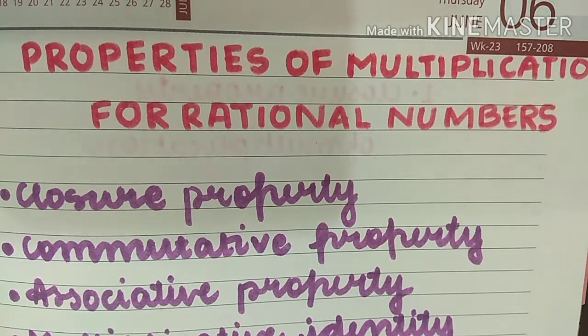If p by q and r by s are two rational numbers, then their product, which is p by q into r by s, will also be a rational number. This is exactly what closure property is. So, let's verify this fact by the following examples.